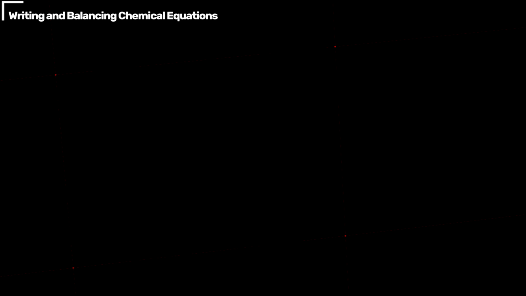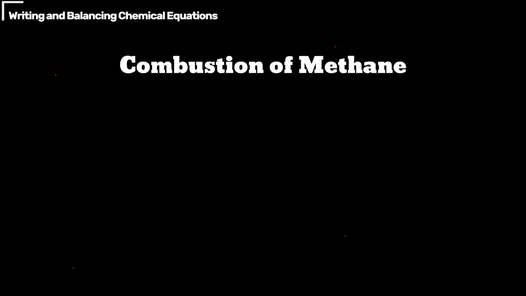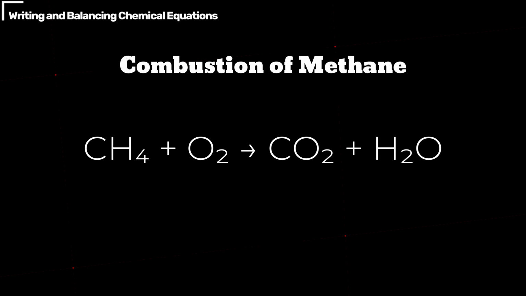Another example, the combustion of methane. Look at the unbalanced equation, CH4 plus O2, giving you CO2 plus H2O. When you look at it, carbon on the left is 1, on the right is 1. Hydrogen on the left is 4, on the right is 2. It's not balanced. Oxygen on the left is 2, on the right you can see 3. So they are not balanced. What do we do to balance it?